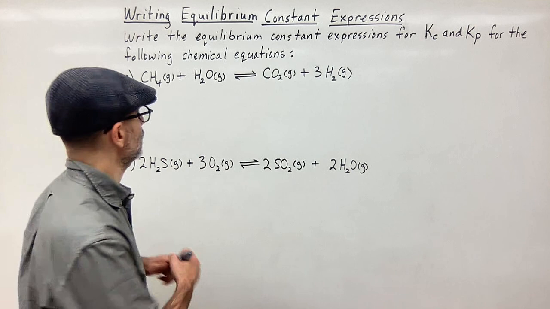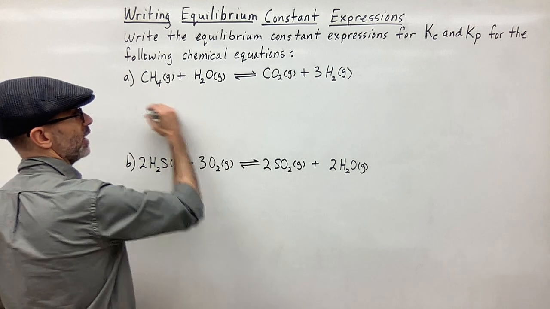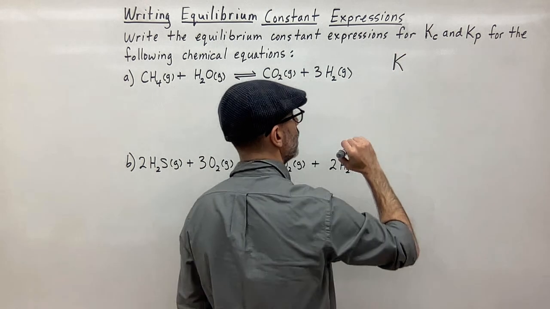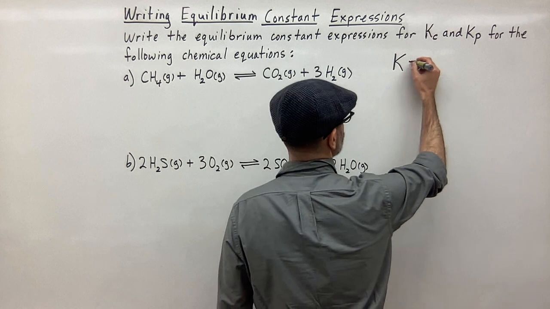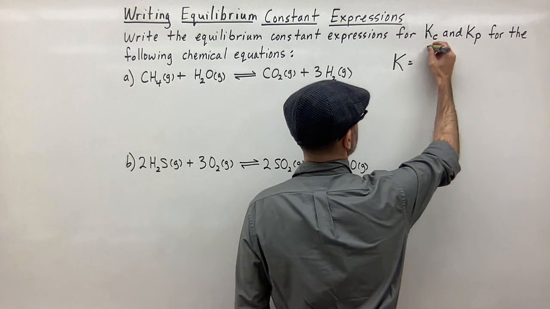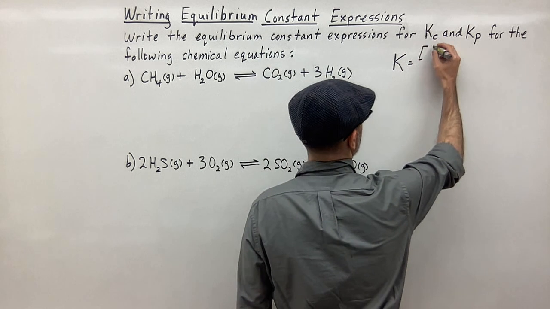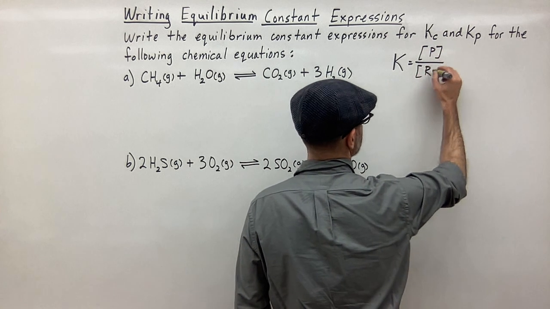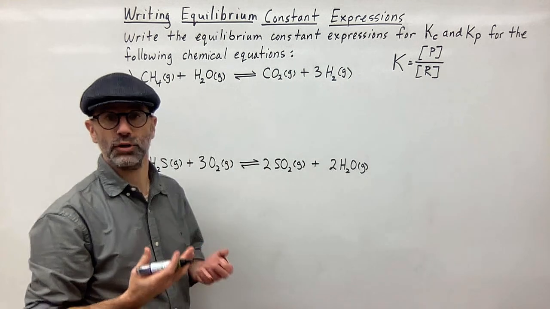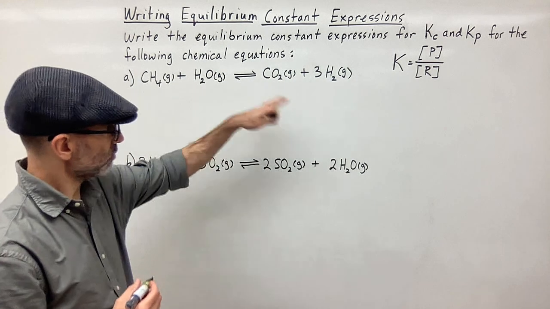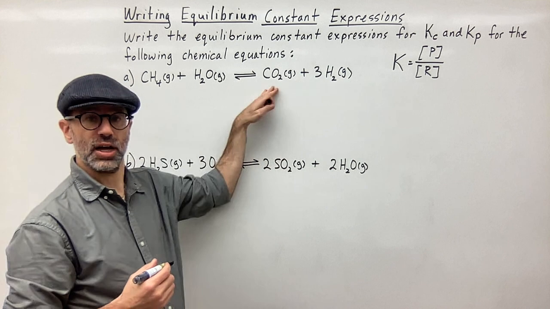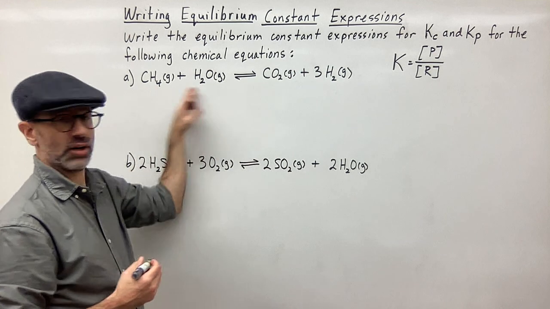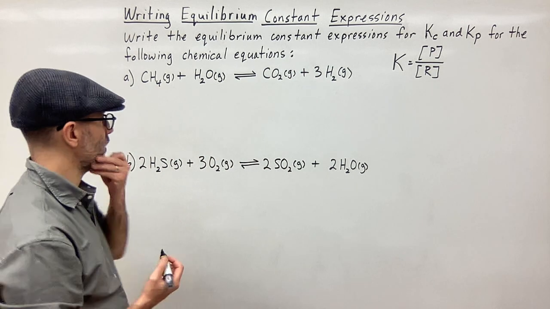So when we're writing this, it's good to remember that, I'll write it over here, that your K expression, your equilibrium constant expression, is going to be equal to, generally speaking, the concentration of products over the concentration of reactants raised to the power of their coefficients, right? So we're going to deal with the concentrations of our products. They're going to be put on top of the expression. They're going to be in the numerator, and reactants are going to be in the denominator.